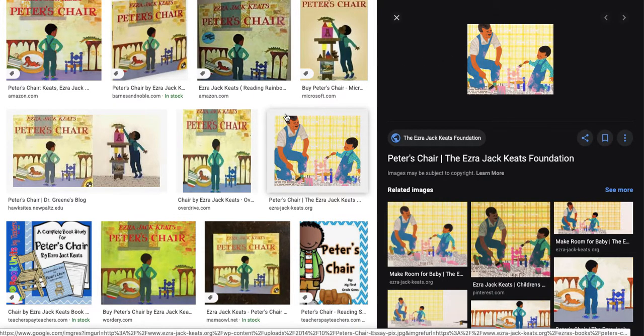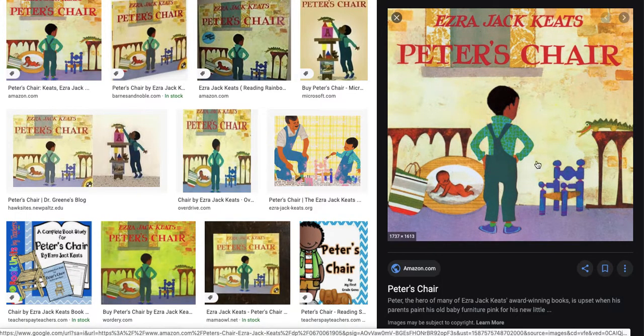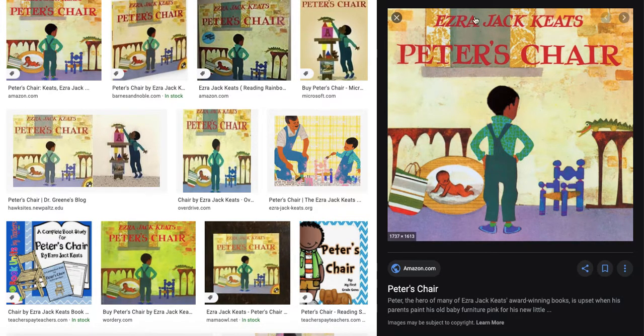Now think about the setting. Where did the story take place? Where did Peter's Chair take place? It was mostly in Peter's house. Now, at one point in the story, Peter does go outside of his house. He gets so upset that his parents keep painting all of his furniture for the new baby. They keep painting it pink, and he gets so mad he decides he's going to run away. So he goes outside, and he just sets up shop right outside his house. In fact, this is his window right here that later on his mother calls for him out of. So the setting of the story is in and right outside Peter's house.